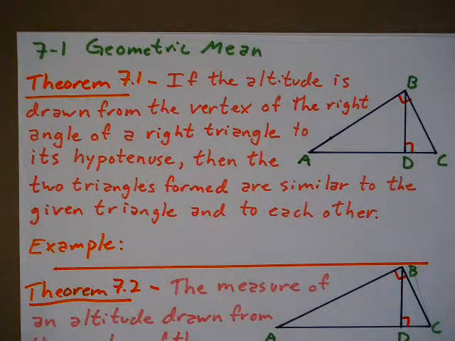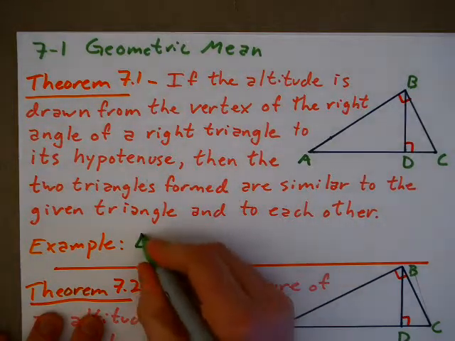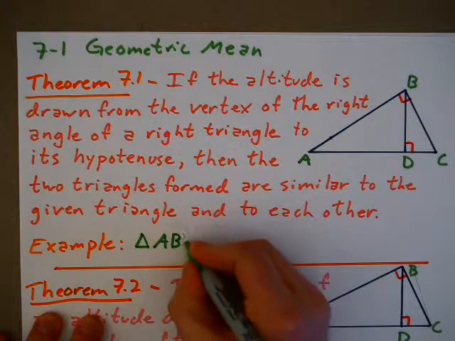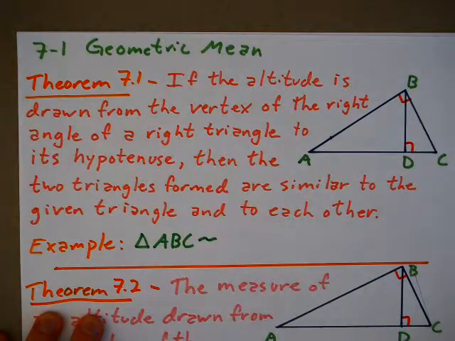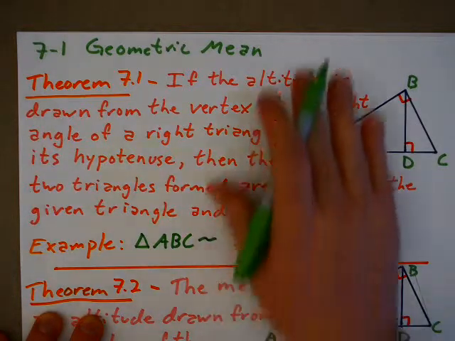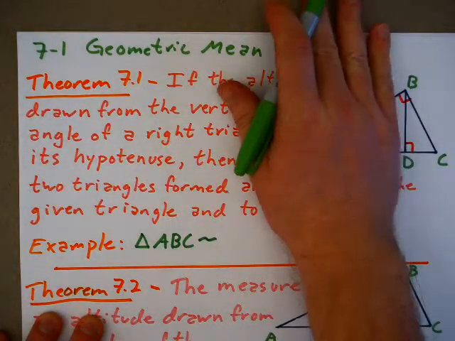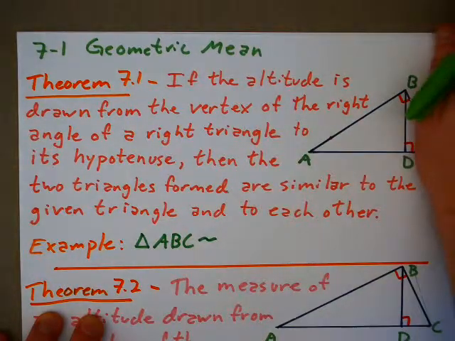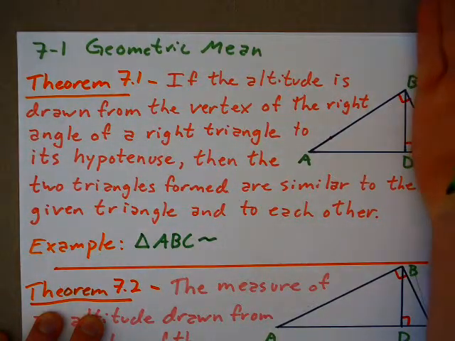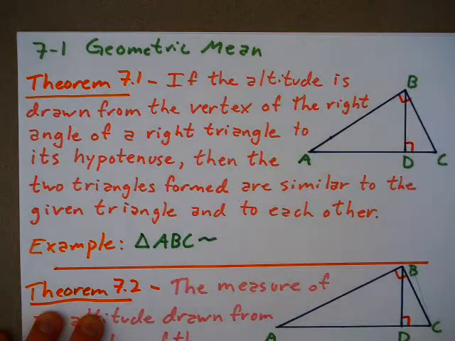So if you look, we have triangle ABC. That is the given triangle. And what they're telling us is that ABC is going to be similar to both, if you look at that small triangle right there, and as well as it's also going to be similar to that small triangle right there. So let's take a look at exactly what those triangles are.